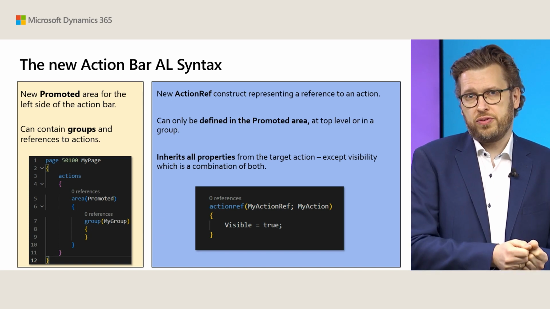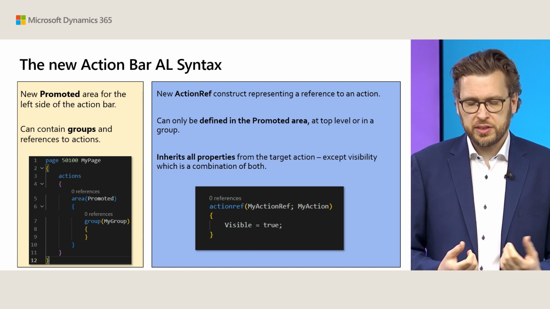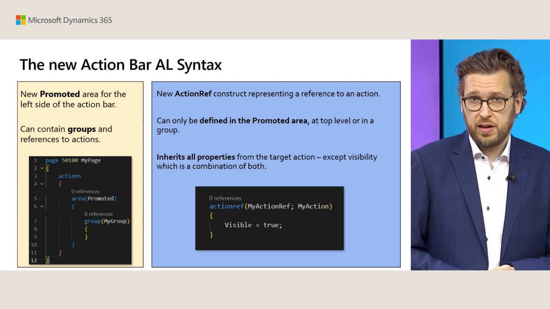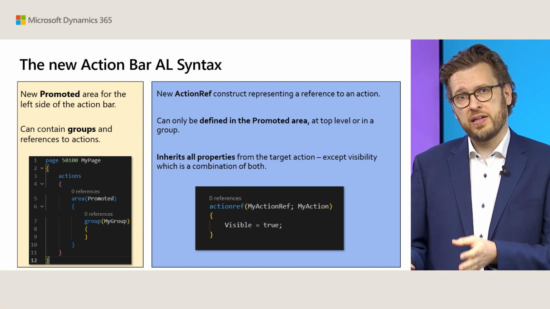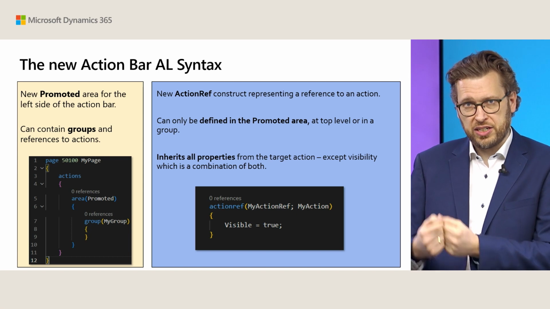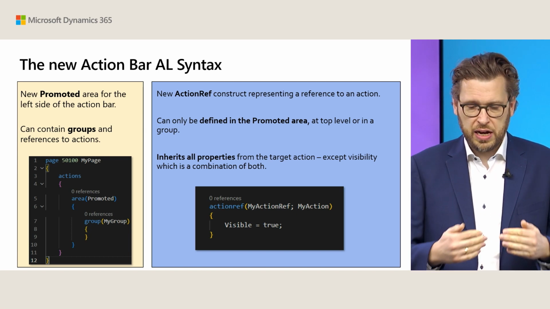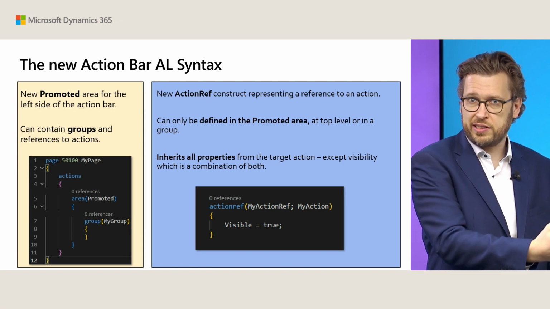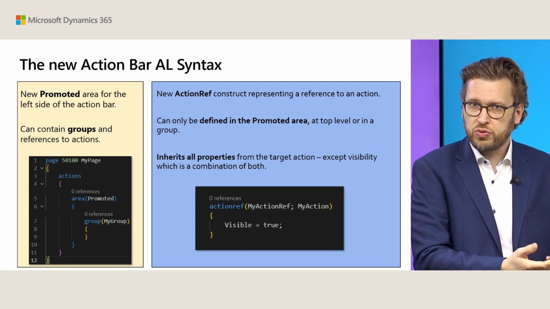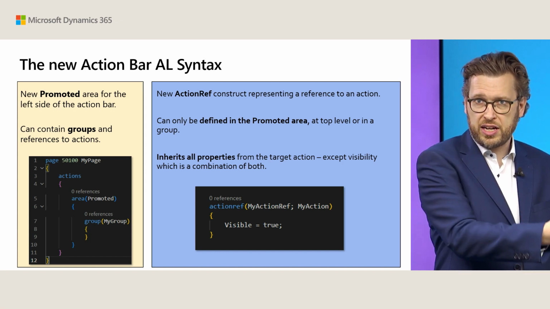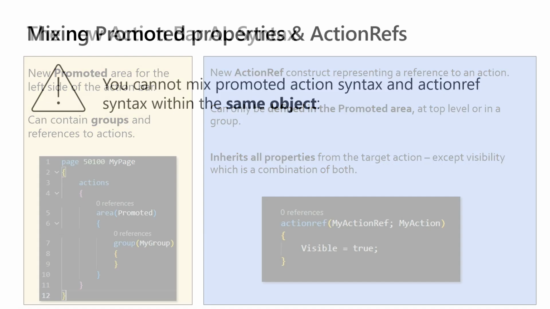The action ref does not really have a lot of properties. You can control the visibility of action refs, but apart from that, it inherits all of its properties from the action that it refers to. So that ensures that there's consistency. The only thing that the action ref is really used for is to represent the action in the promoted area.